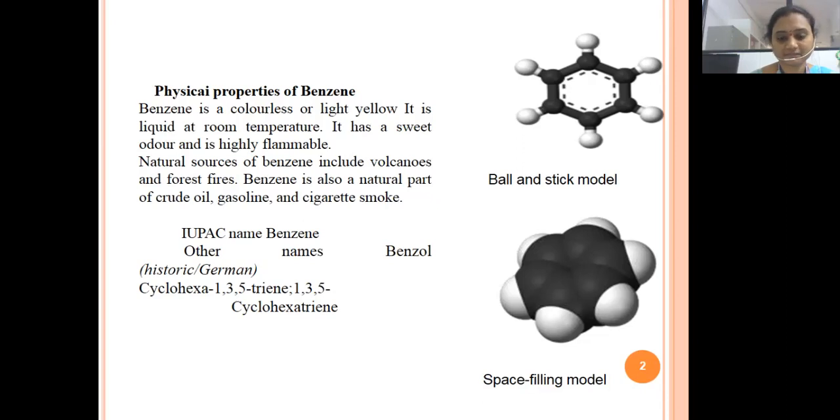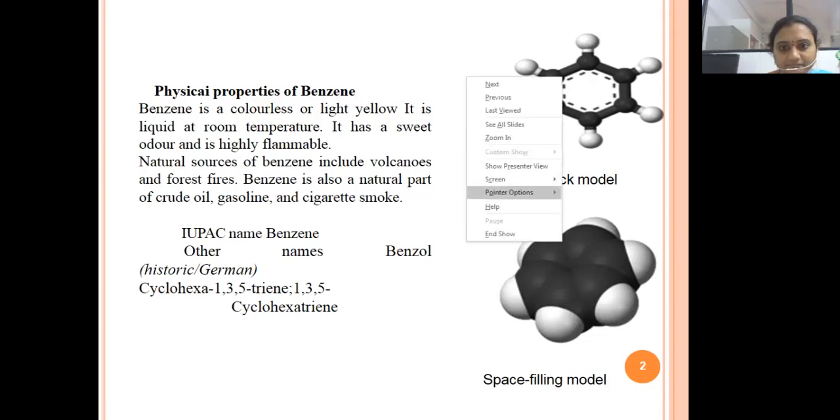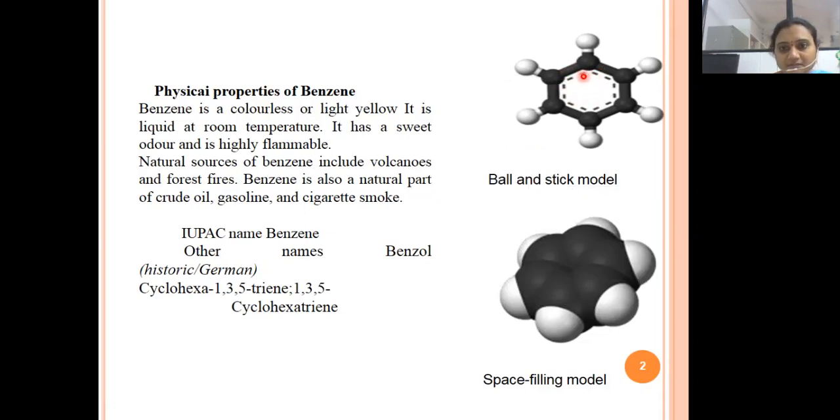The IUPAC name of benzene is 1,3,5-cyclohexatriene, because it has three double bonds. This is the main structure of benzene. See the ball and stick model: all white balls indicate hydrogens and all black balls indicate carbons. This is the space filling model of the benzene structure.